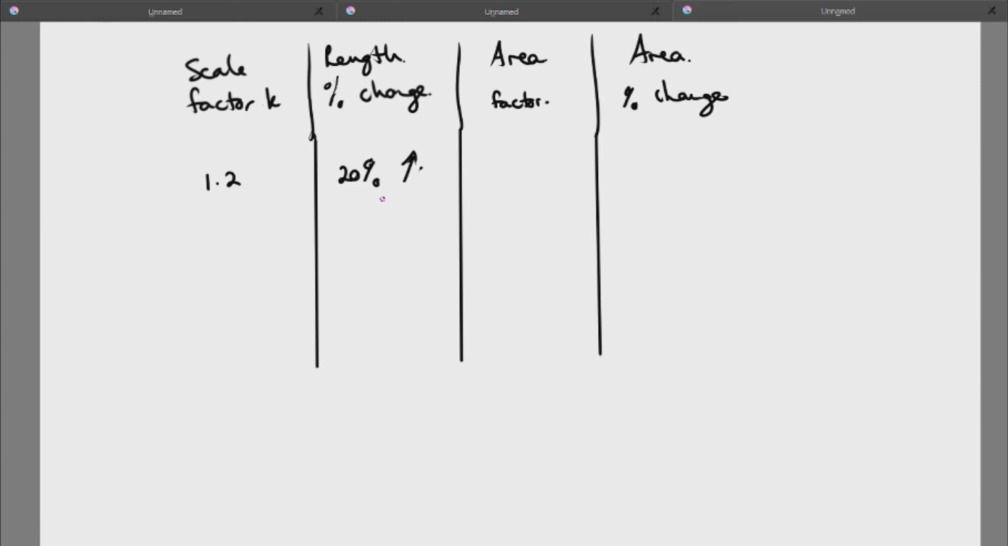Now to find the area factor, it's 1.2 squared, which we already did, 1.44. And then the corresponding percentage change is 44% increase. Without knowing what the actual area is, I have no idea. I don't know what the shape is, I know nothing.